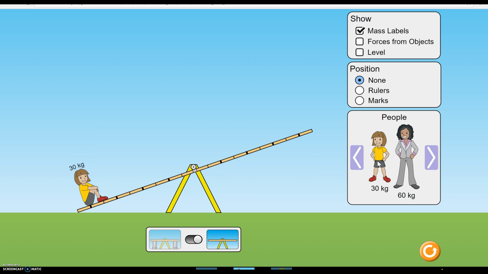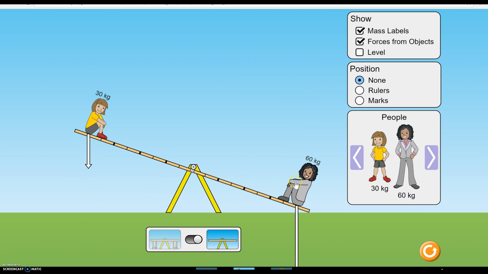So here we have a child of mass 30 kilograms, right? So we placed the child there. Then we can see that her weight is pointing downwards. Now if we place someone of mass 60 kilograms, let's put this person at the furthest end of the seesaw. You see how the seesaw becomes tipped.